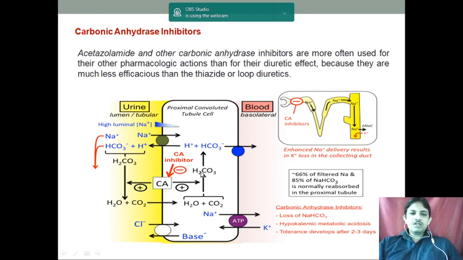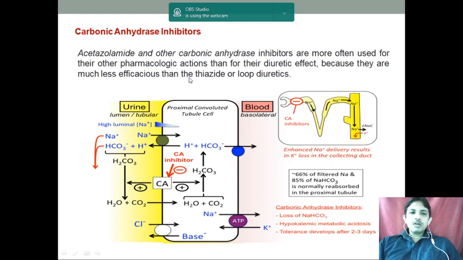Now H2CO3 again will break down into H+ and HCO3 minus. This HCO3 goes to the basolateral area, that means into the blood. Sodium exchange takes place through the sodium-potassium ATPase, and chloride exchange is also there through the basolateral side.